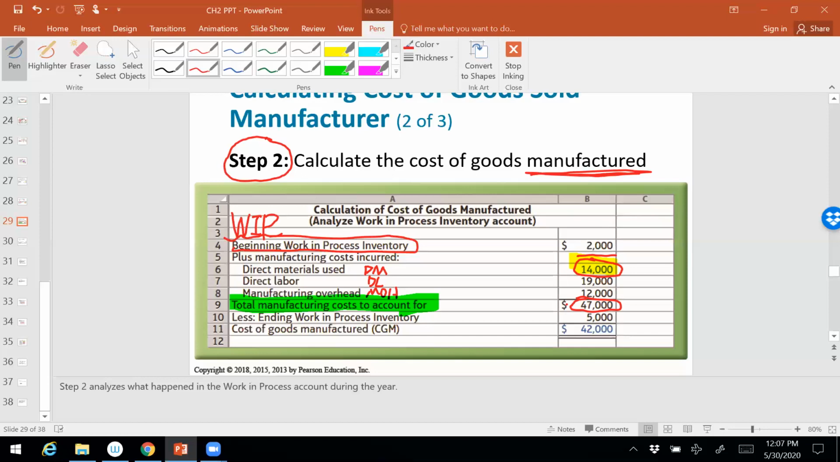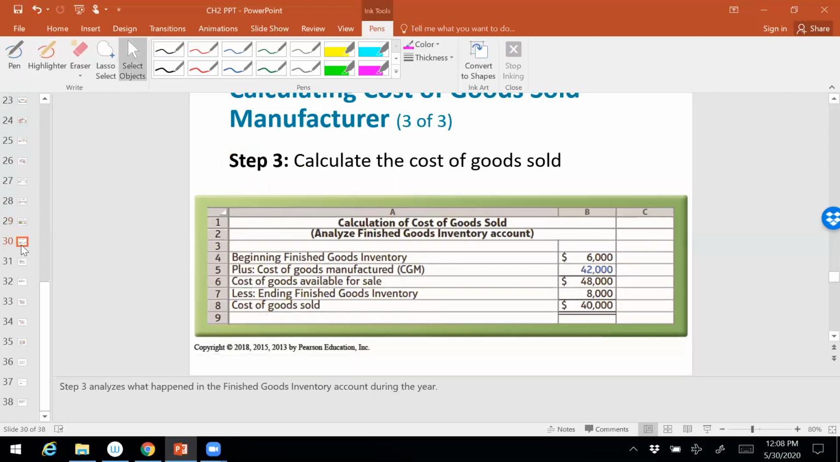No, you still have some ending work in process. So cost of goods manufactured will be the cost to account for minus ending work in process. So your total cost of goods manufactured in that period, you manufactured $42,000 of product. Remember, you promised me, you remember this number is 42,000. We totally manufactured $42,000 of product.